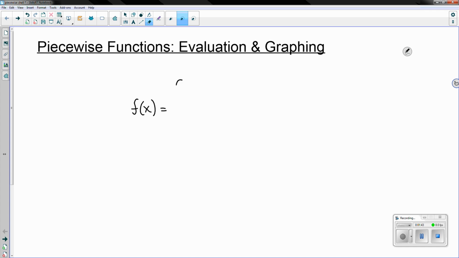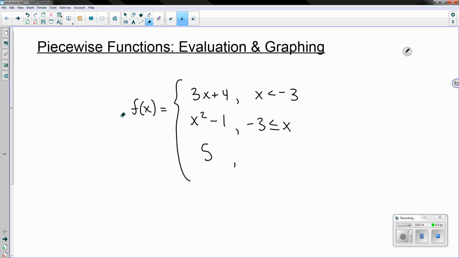f of x equals 3x plus 4, x squared minus 1, and say 5. So in this case, our piecewise is going to have 3 function rules. And then next to it, we might see that this first rule, 3x plus 4, is only going to be applied when the x values are, say, less than negative 3. And the second rule will be applied when the x values are greater than or equal to negative 3, and say less than 5. And then the last rule will be applied when x is greater than or equal to 5. So that's just one example.